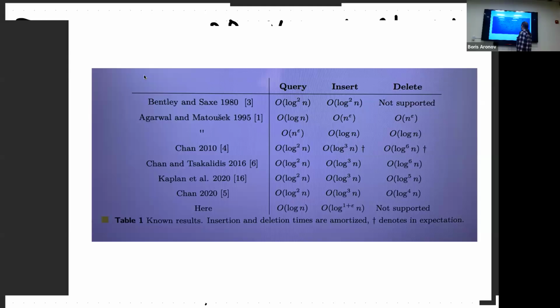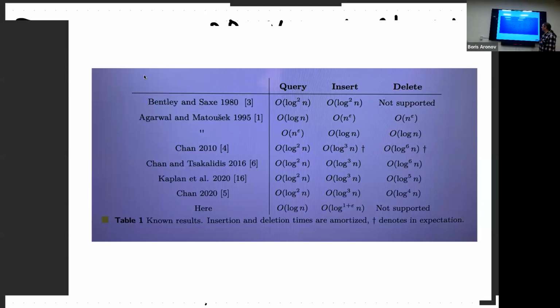So then there is this series of papers by Chan, Not Chan, and Chan, which have a query of log squared. Before log squared, you either did not support deletions or whatever. And they have insertion and deletion times that keep getting better, like log 6, log 6, log 5, log 4. But all of these queries are fundamentally log squared.